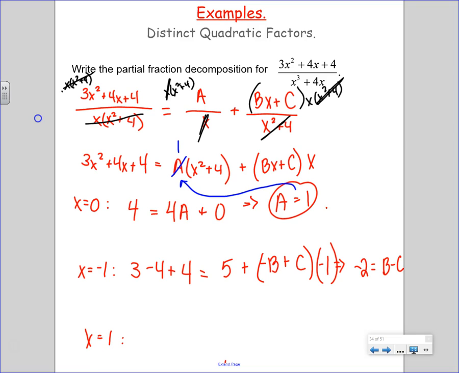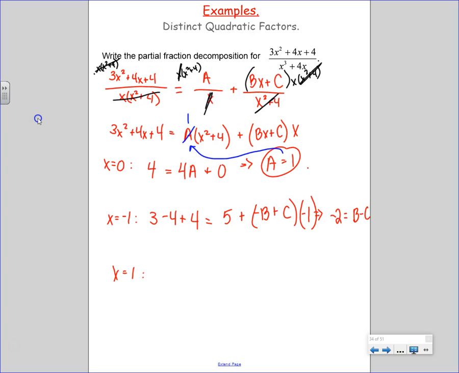That wasn't enough to get an answer. But I bet if we do it one more time, we'll have a little baby system to solve. Plugging in +1: 3 plus 4 plus 4. It's going to be 5A. Nope, sorry, 5 times 1. And then b plus c times 1. Can't I just subtract the 5? So that's going to be 6 equals b plus c.